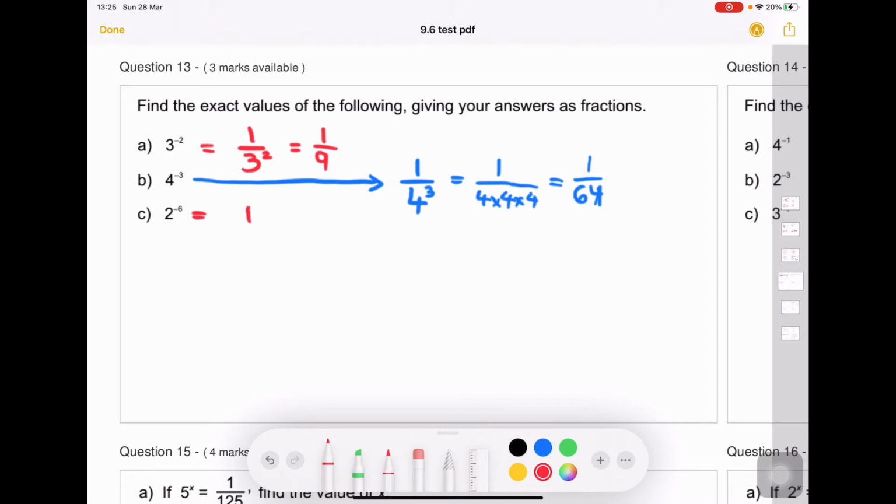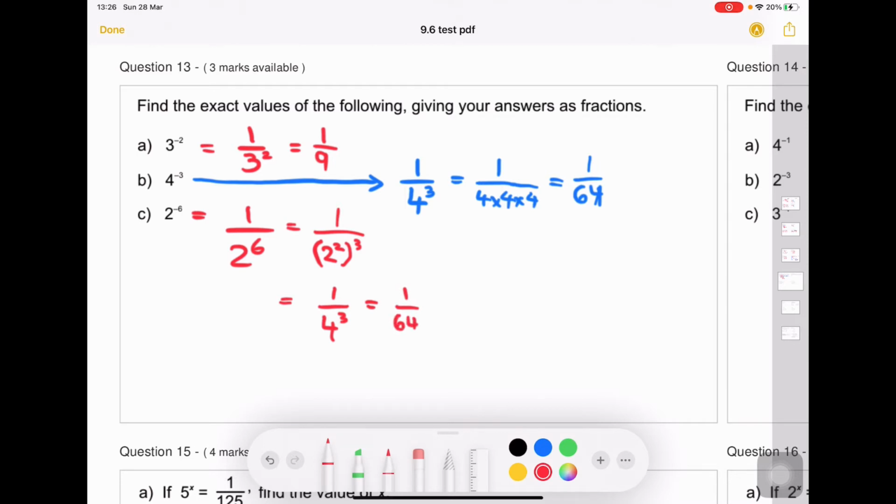Here we have 1 over 2 to the 6, which equals 1, and this is the same as 1 over... Okay, we'll do it like this. This is the same as 2 squared to the 3, which is 1 over 4 to the 3, which is 1 over 64.